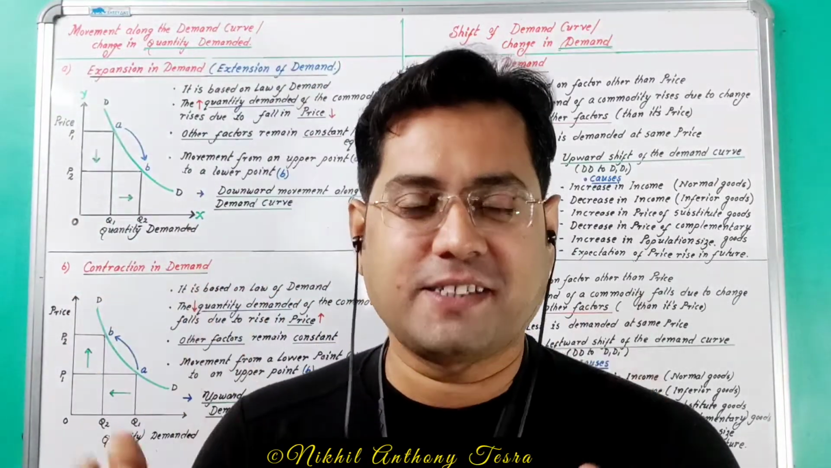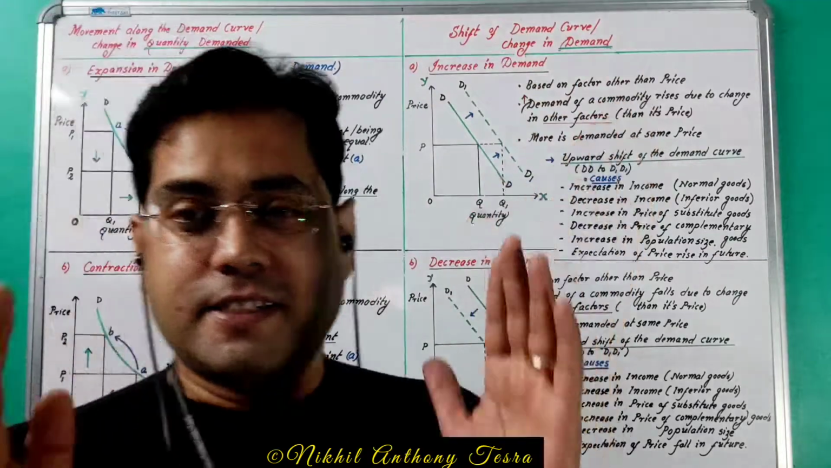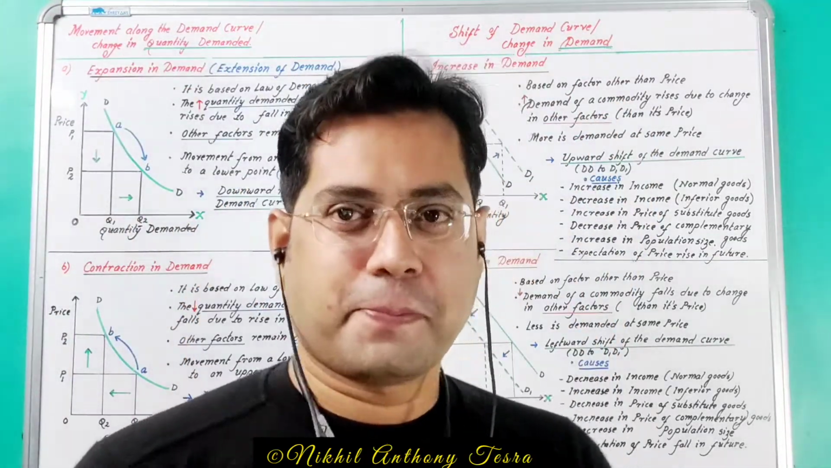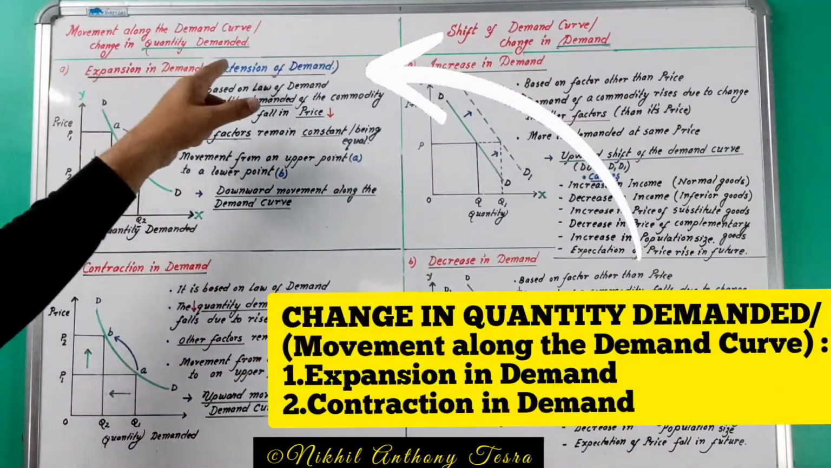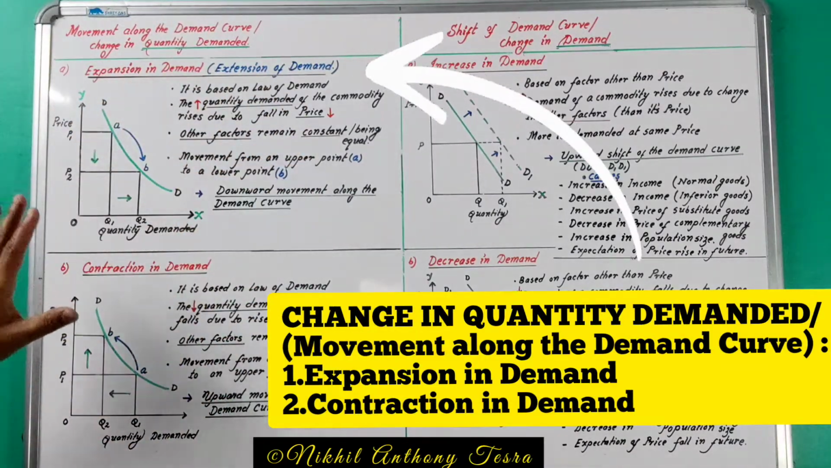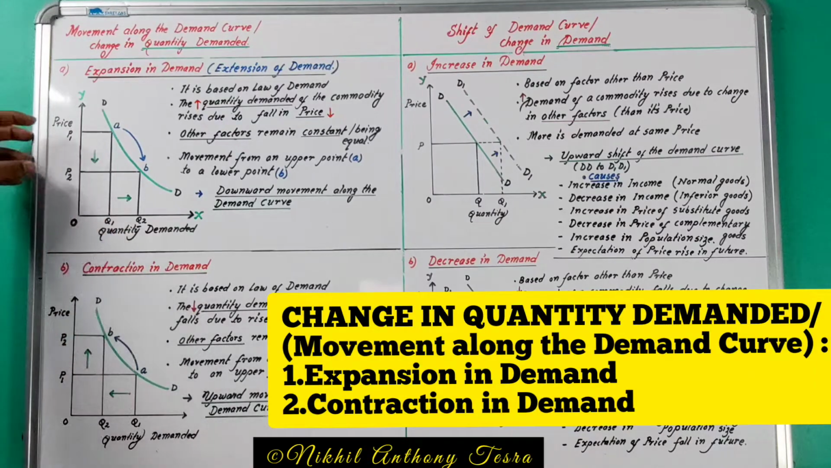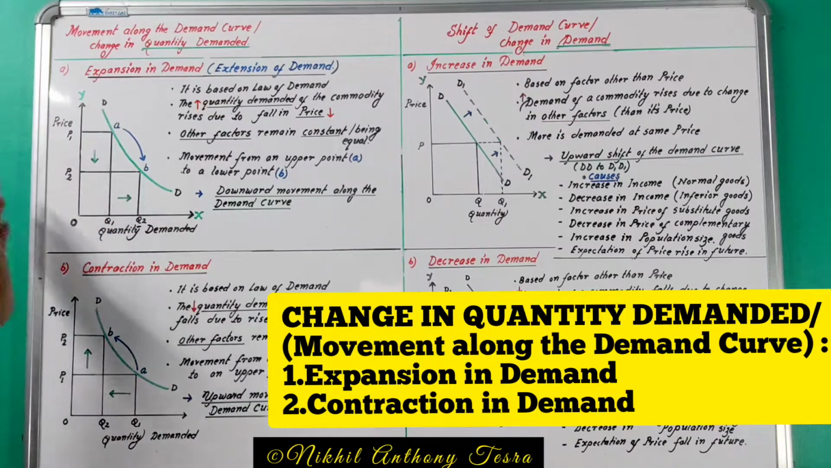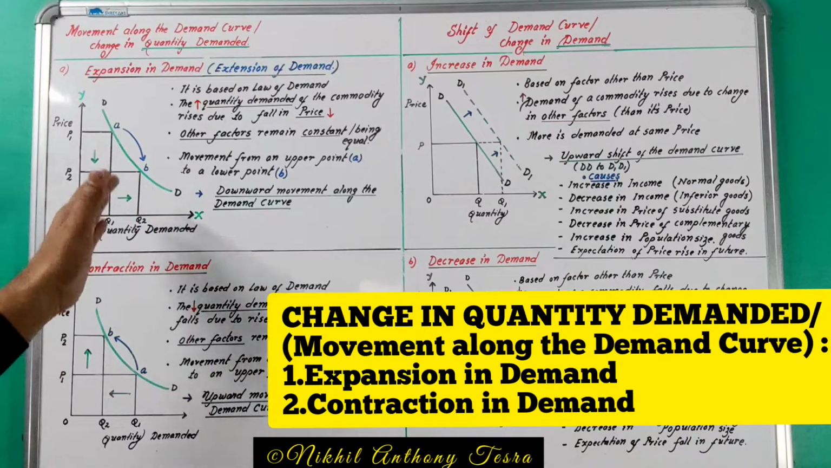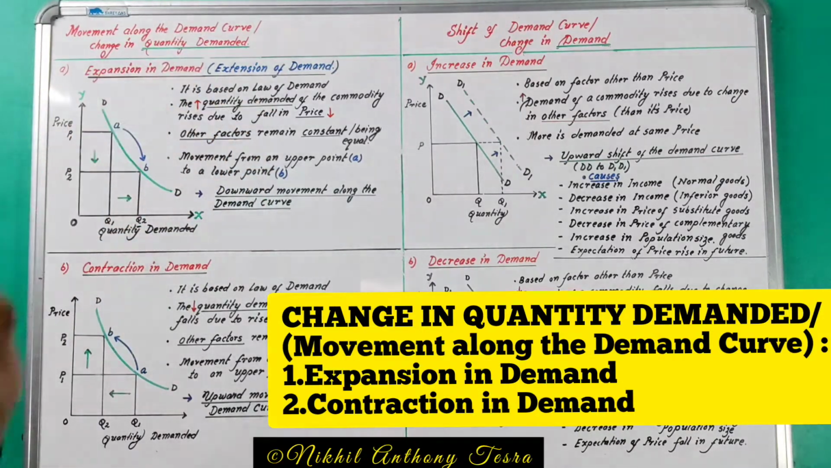Okay friends, so let's start with the distinction between change in quantity demanded and change in demand. Let's start with change in quantity demanded, or movement along the demand curve. When the demand of a commodity changes due to a change in its price, other things being equal, that is, other factors remaining constant, it is known as change in quantity demanded.